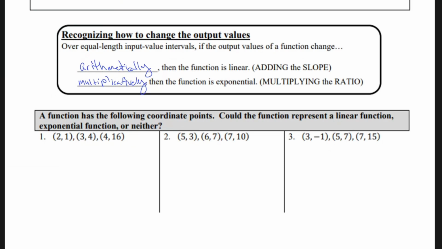There's no chart, but we do notice that the x's go up by 1. So what do you do to get from 1 to 4 to 16? Well, you times 4 every single time, of course. So could the function represent a linear function, exponential function, or neither? That's exponential.